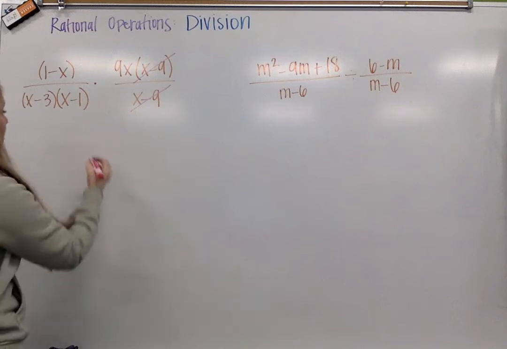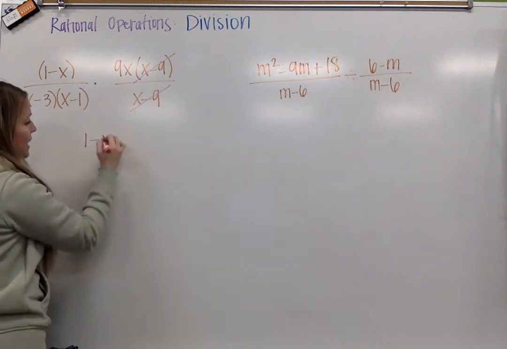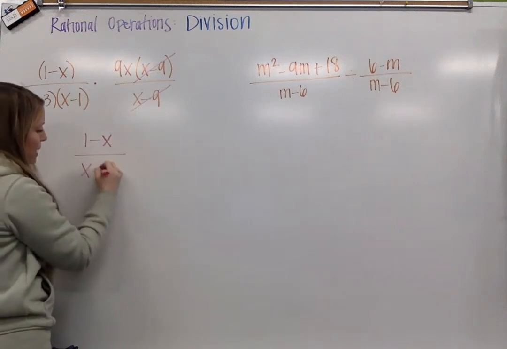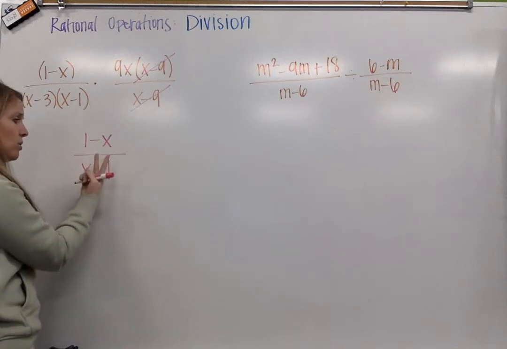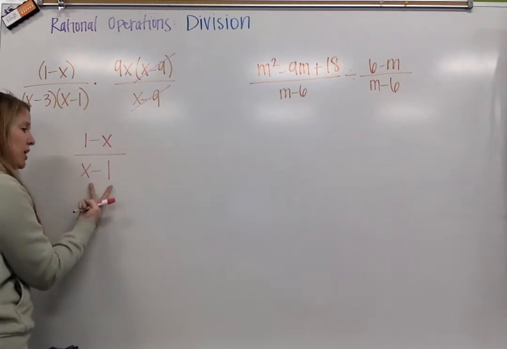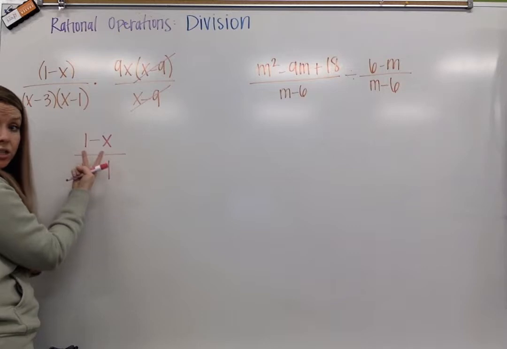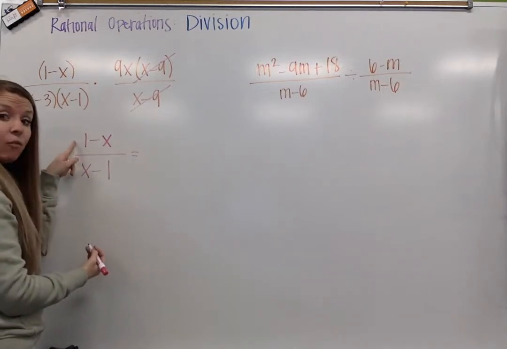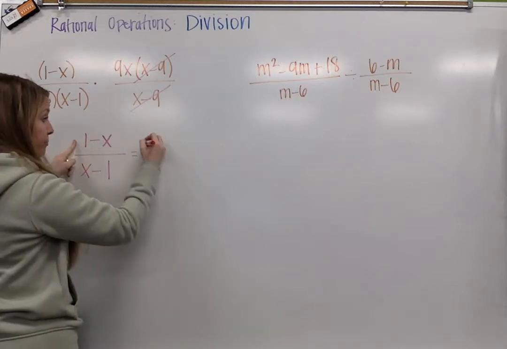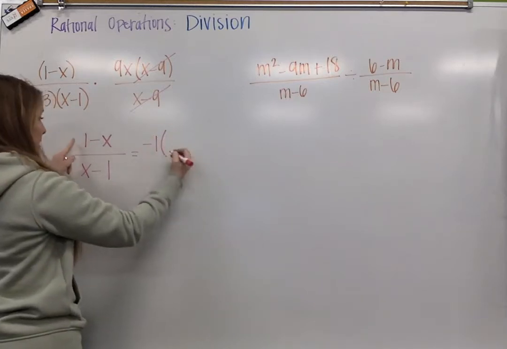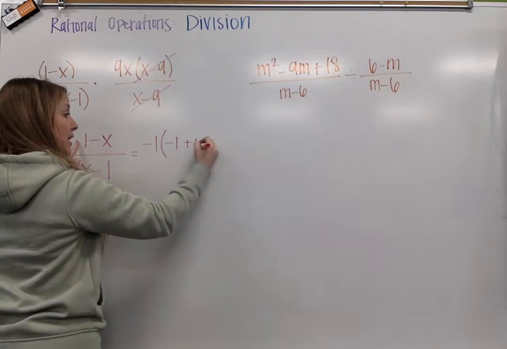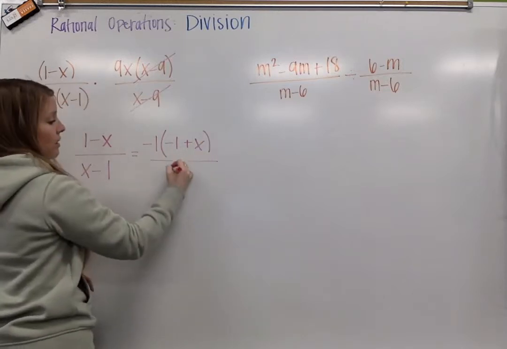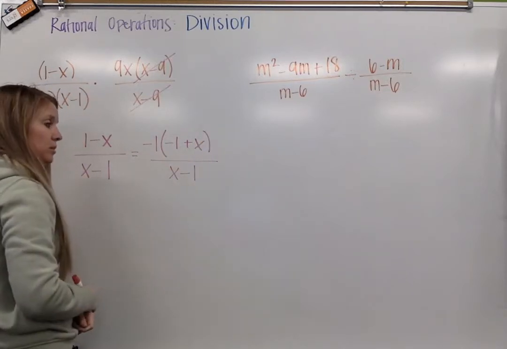So I'm going to zoom in on that for a second. So we're going to see 1 minus x divided by x minus 1. If you notice, these are the same expression, they're just switched. So watch what happens if I pull a negative 1 out of the numerator. Negative 1, this becomes negative 1 plus x over x minus 1.